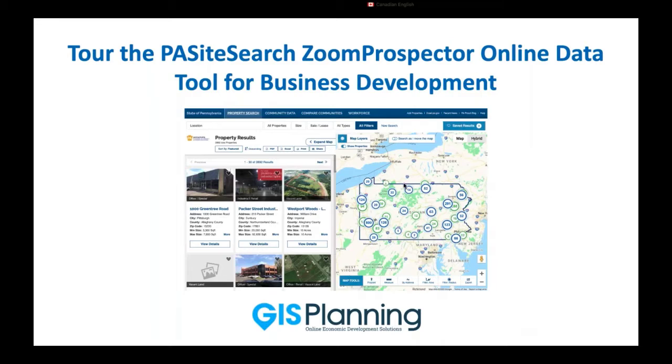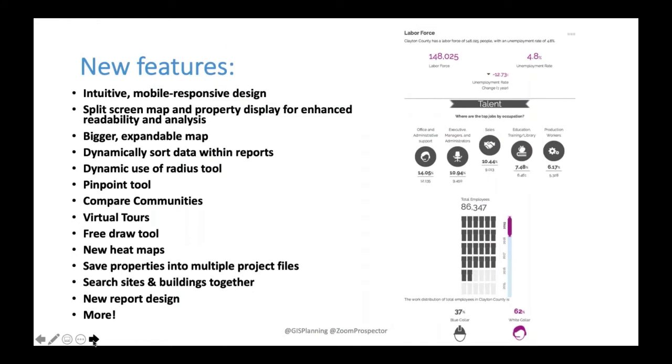So just a couple things I want to say about how the tool that you are looking at here today is going to differ a little bit from the older version of ZoomProspector. You'll notice that it has a kind of split screen, with the map on the right-hand side and property display on the left-hand side. The map, of course, is bigger and expandable, as we're going to show you. And all of the data within reports is dynamic, which means that you can sort it on the fly. We'll show you what that looks like.